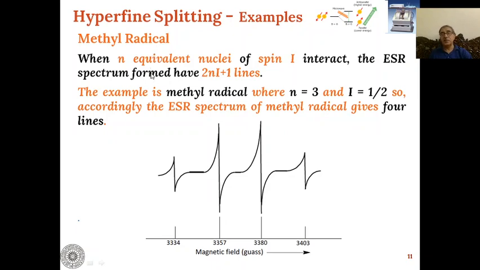So we will discuss a few examples of hyperfine splitting, starting from the simplest one, the hydrogen atom. We know that the hydrogen atom contains one unpaired electron and one proton, and that the electron has spin 1/2 and the proton has nuclear spin 1/2. Therefore ms is 1/2 and mI is 1/2. And as I have told you, in the absence of a magnetic field, the electron spin energy levels will be degenerate.